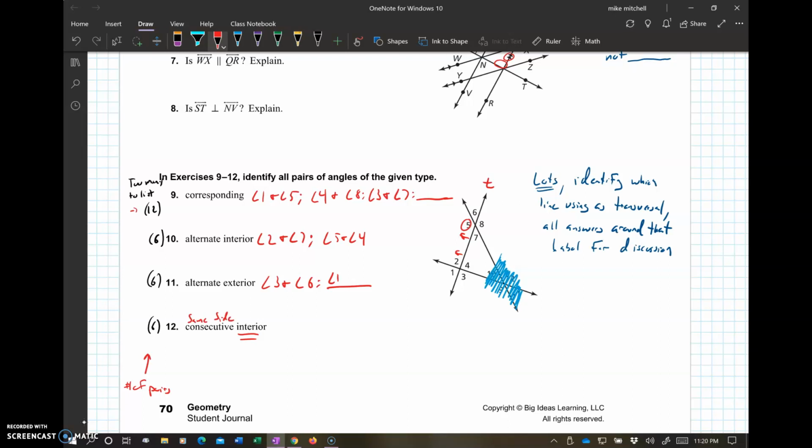Consecutive interior, that's going to be angle 5 and angle 2, though the book would probably say angle 2 and angle 5. You're going to get one more pair down there that's going to involve angle 4. Okay, so that's everything for transversal T.